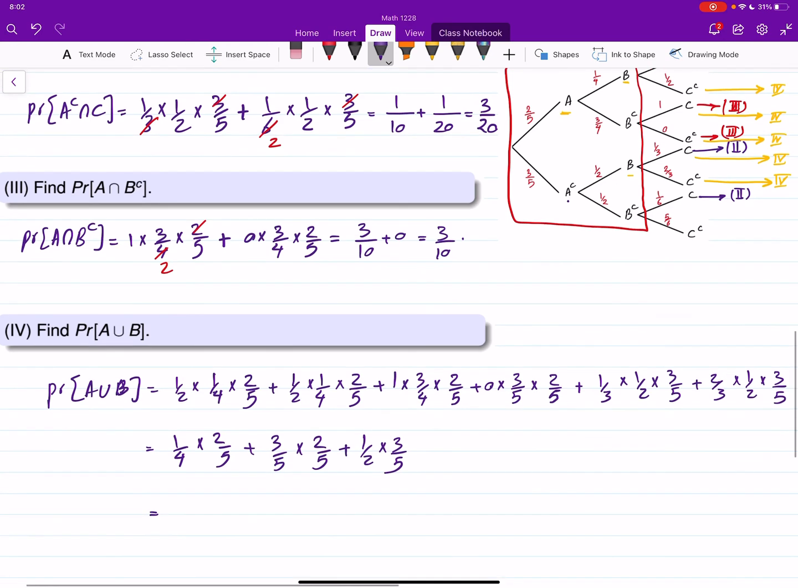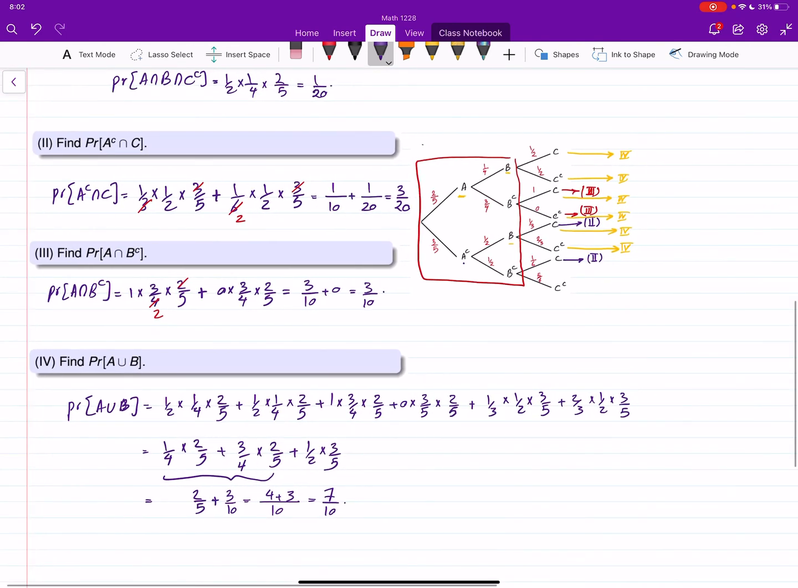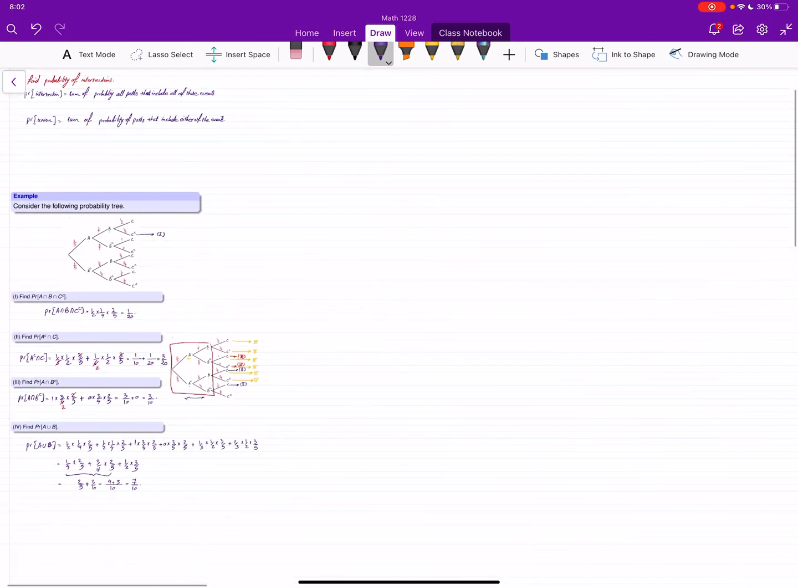If you complete the computation, I guess I put one of these numbers wrong. Yeah, this must be 4. So these two together will give us 2/5, plus this one here giving us 3/10. That means we have 4 plus 3 over 10, which is 7/10. You see that sometimes, if the events you're looking for don't go all the way to the end, you can just cut the tree from the level where these events end, and consider that smaller tree to make the computations easier.